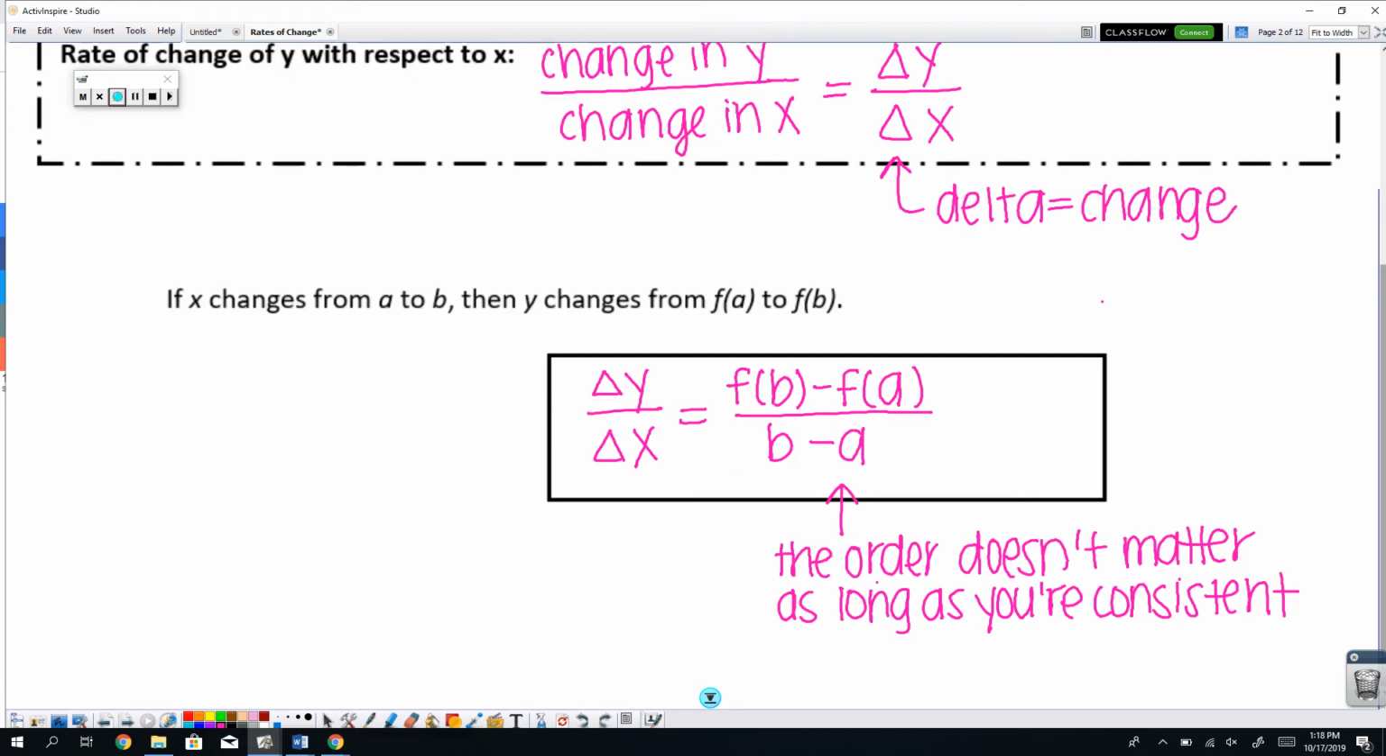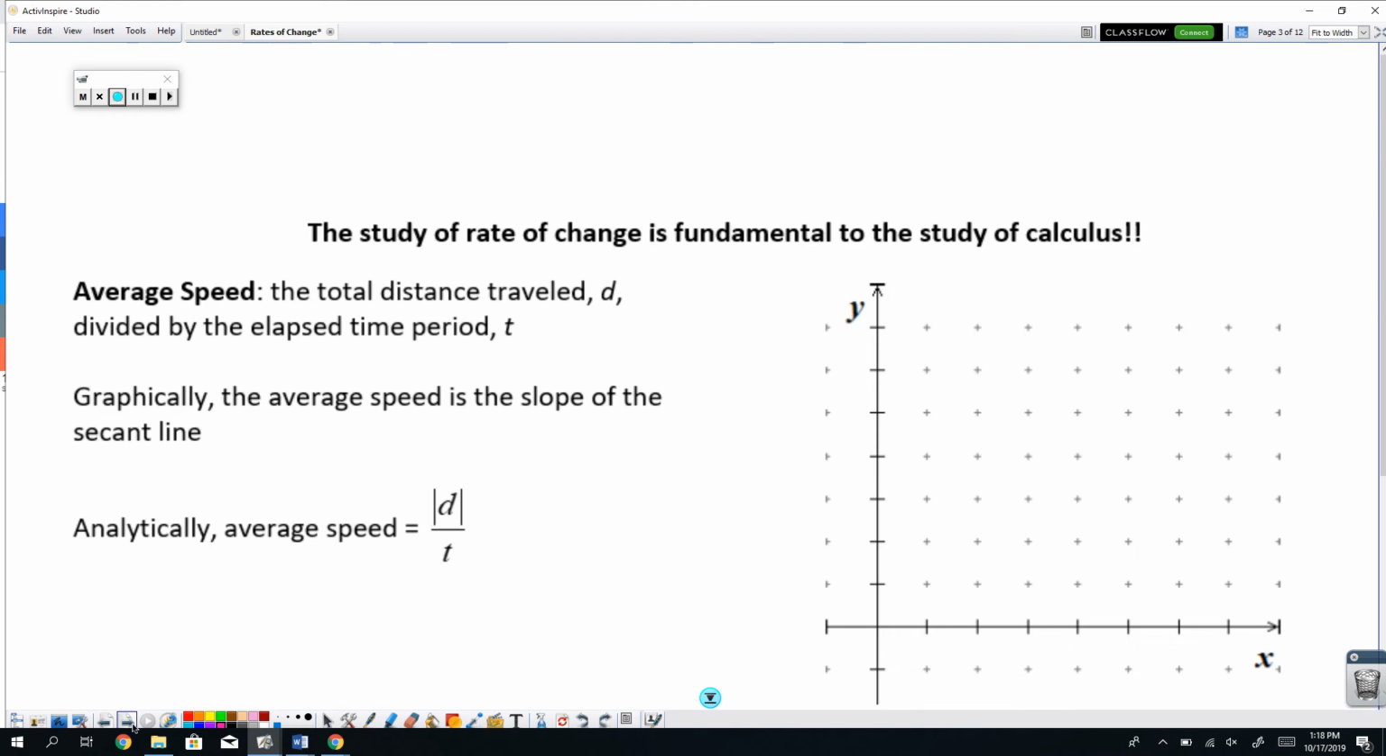Let's check and make sure there's nothing else. All right. So what we have here is it talks about average speed. So it says the total distance traveled d divided by the elapsed time period t. So graphically, the average speed is the slope of the secant line. So something that's really important is this word secant.